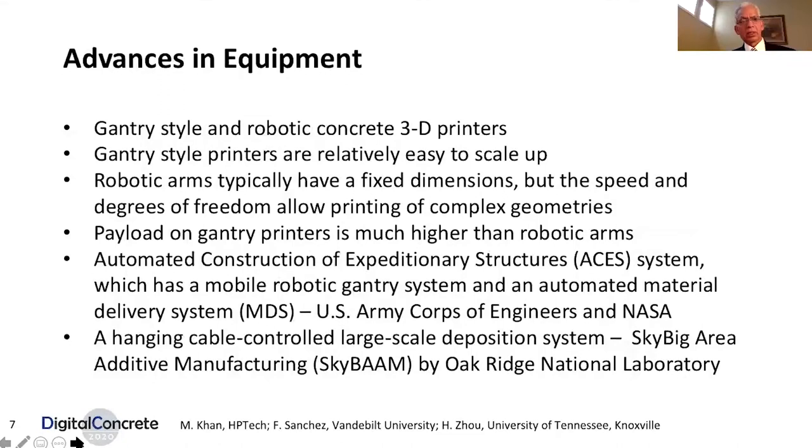Now let's have a look at the advances we have made in equipment. To date, both gantry style and robotic 3D printers have been successfully implemented both in research and real world applications. The advantage of gantry style printers is that they are relatively easy to scale up in size, whereas robotic arms typically have a fixed dimension. However, the speed and degree of freedom of a six-axis robot allow many complex tasks to be performed that otherwise may not be possible with a four-axis gantry printer. Also, the payload on a gantry-style printer is generally higher than that on a robotic arm.